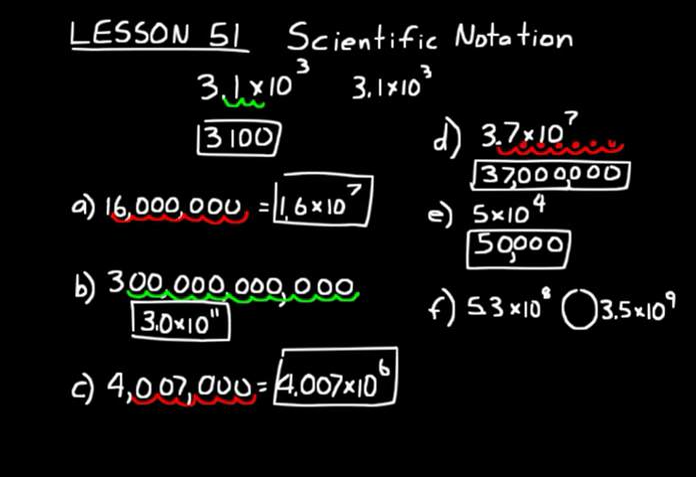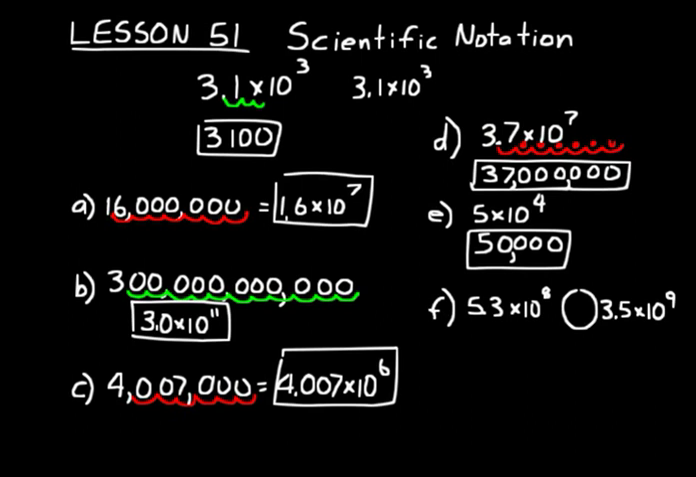Look at problem F. I want you to tell me which of those numbers is greater. Is one greater, one less, or are they both equal to each other? Well, you have 5.3 times 10 to the 8th and 3.5 times 10 to the 9th. And if you just glance at it real quick, you'll say, oh, well, 5.3 is greater than 3.5. But wait, you've got to look at your powers too. And you have 10 to the 9th on the right.